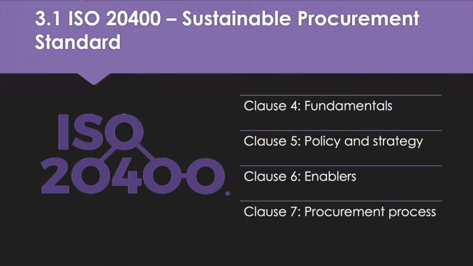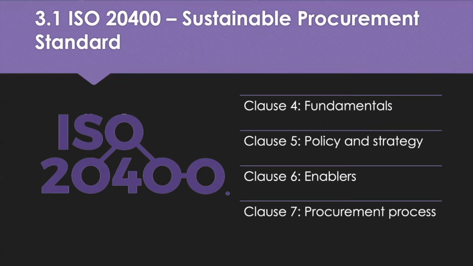The standard has 4 main clauses, but again, the first 3 are preambles and definitions. So clause 4 looks at fundamentals around concepts, principles, core subjects and drivers and key considerations. Clause 5 looks at policy and strategy, which is integrating sustainability into your procurement policy. So here we see things like commitment and clarifying accountability, aligning it with objectives and setting priorities.